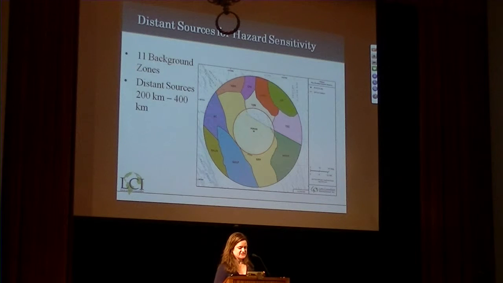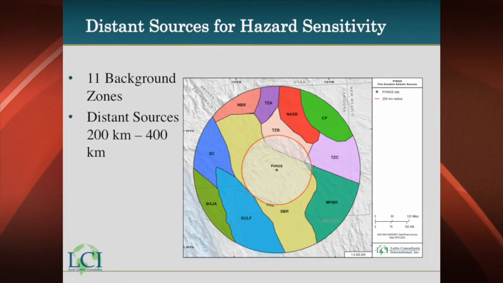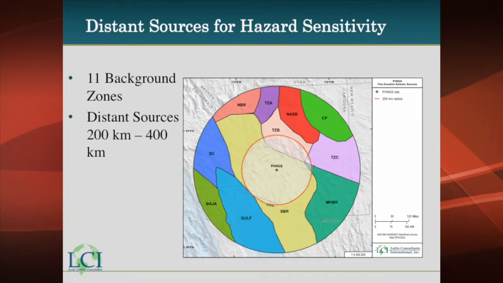The hazard sensitivity for the distant sources is the opposite. All the background fine zonation sources fell within it, as well as the faults. The faults are not shown here, but the faults were actually included in the hazard sensitivity. And for the distant sources, I only looked at the hazard from 200 to 400 kilometers. So the sensitivity that we'll be seeing later is running this model where the sources were run from 200 to 400 kilometers, and then they were matched with the base case between 0 and 200 kilometers. And I'll talk more about that in my next presentation.